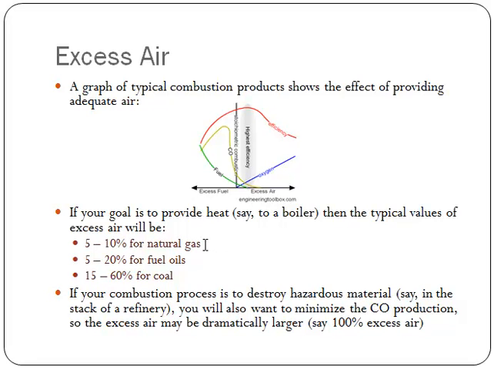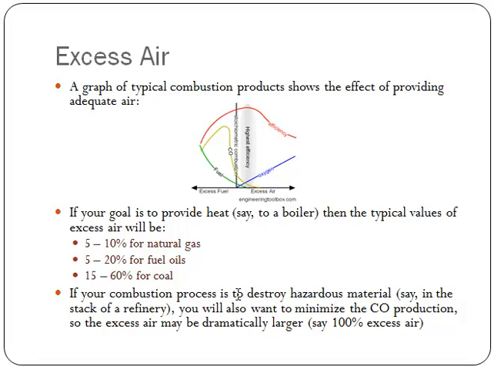So if my goal is providing heat to, say, a boiler, then typical quantities of excess air would be, for natural gas, I only need a small amount, 5 to 10%. If I'm burning a fuel oil, 5 to 20%. The heavier it is, I'll need a larger percentage of excess air. Coal requires a much larger excess air in order to burn completely, so it may be as much as 60%.